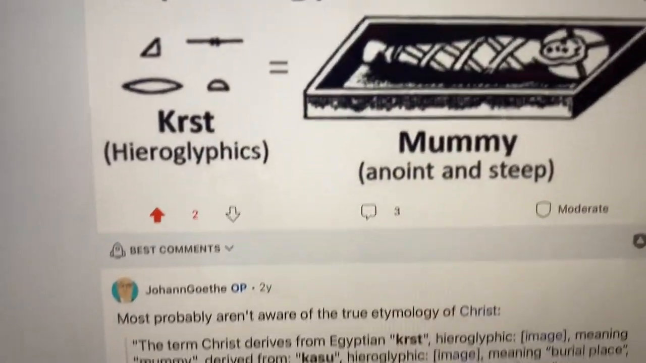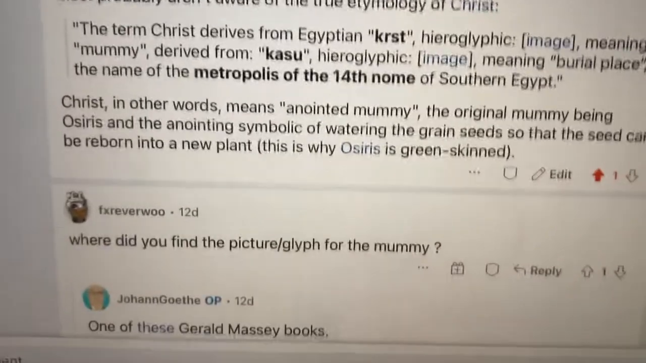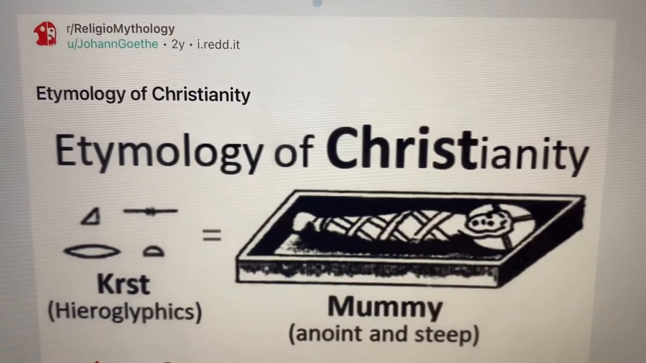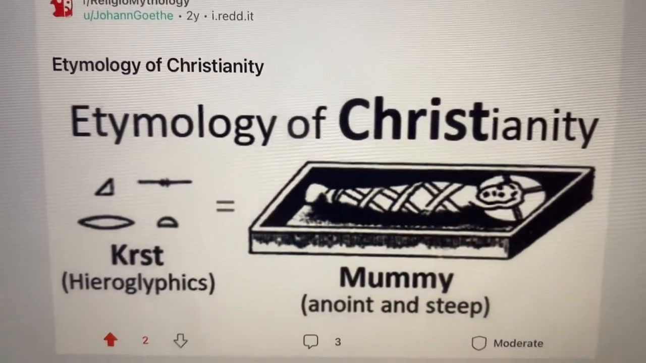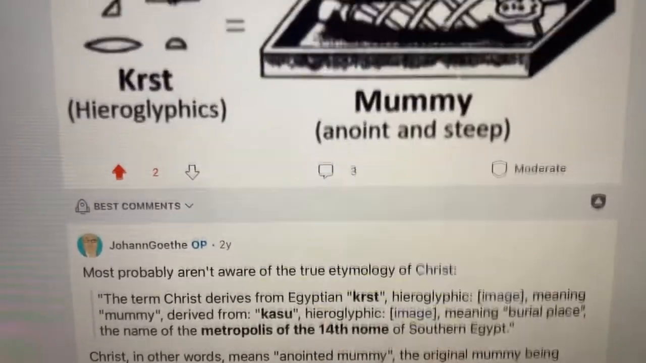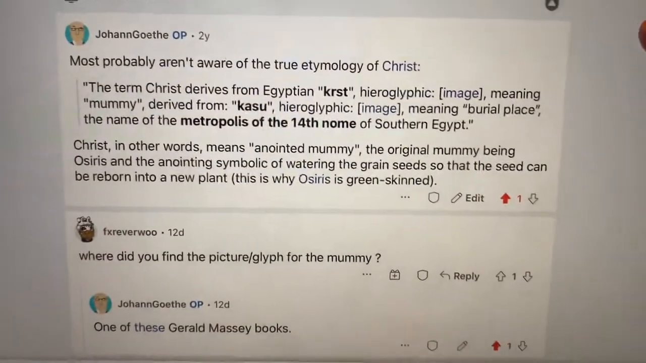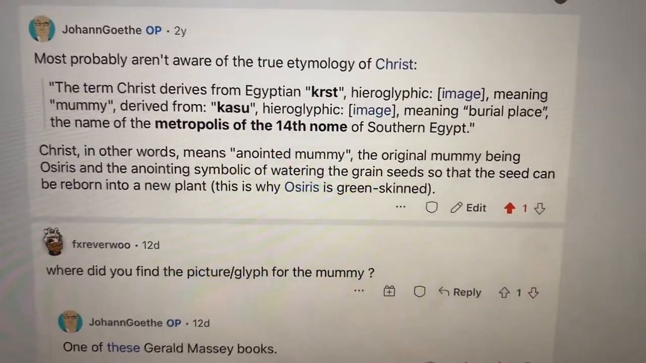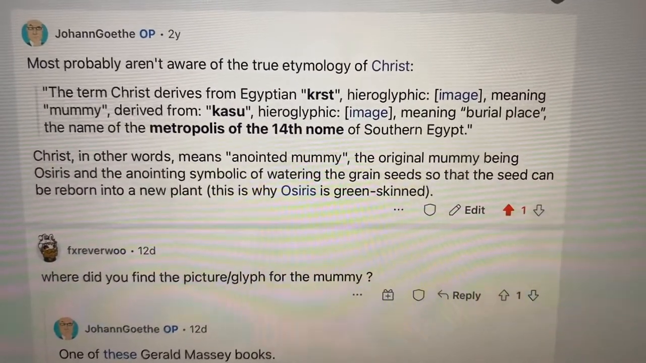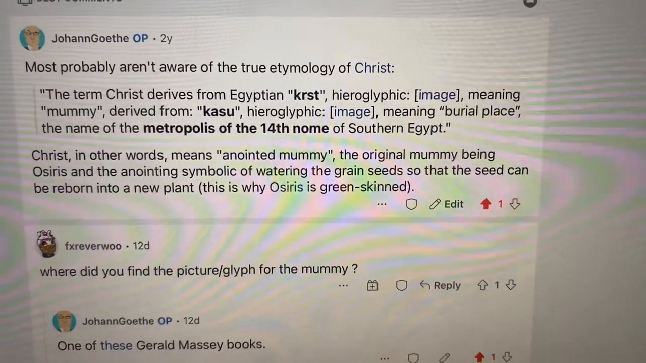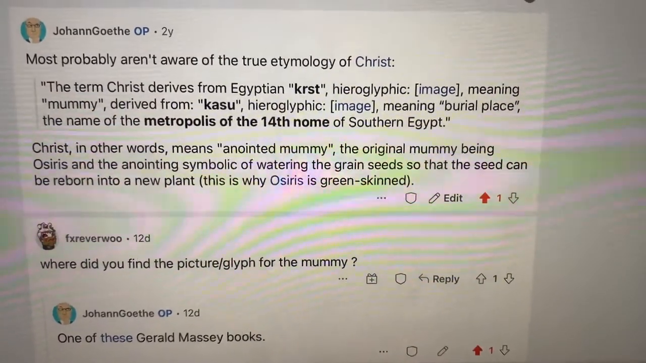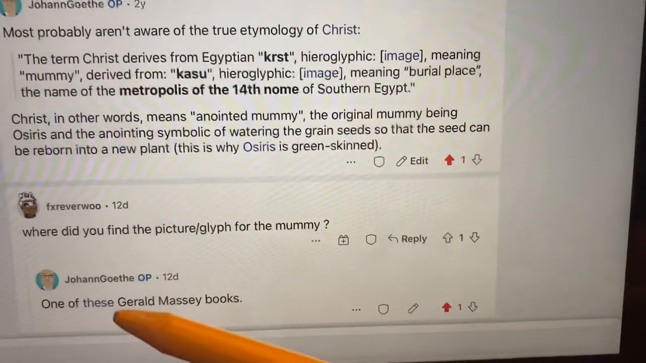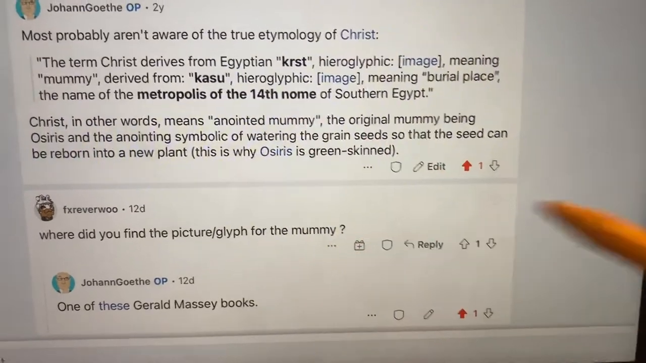So, I made this article 2 years ago in HMOpedia 65, but the image servers are down, so the source of this is hard to find. So 12 days ago, FXR Everwoo asked me, where did you find the picture glyph for the mummy? And I, off the top of my head, simply said that it's in one of these dozen Gerald Macy books and directed him to the link. So we're going to clarify that.